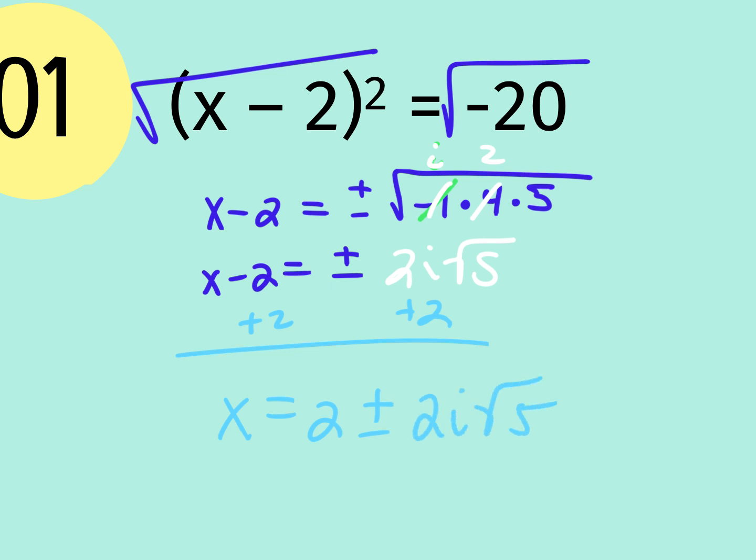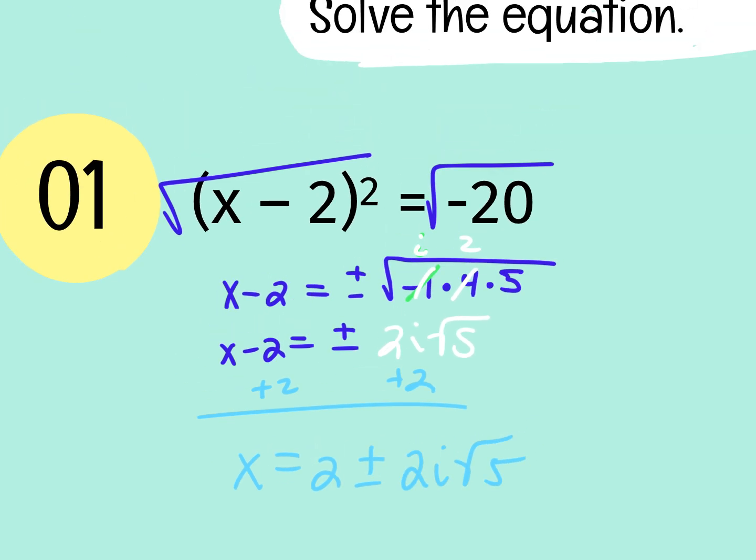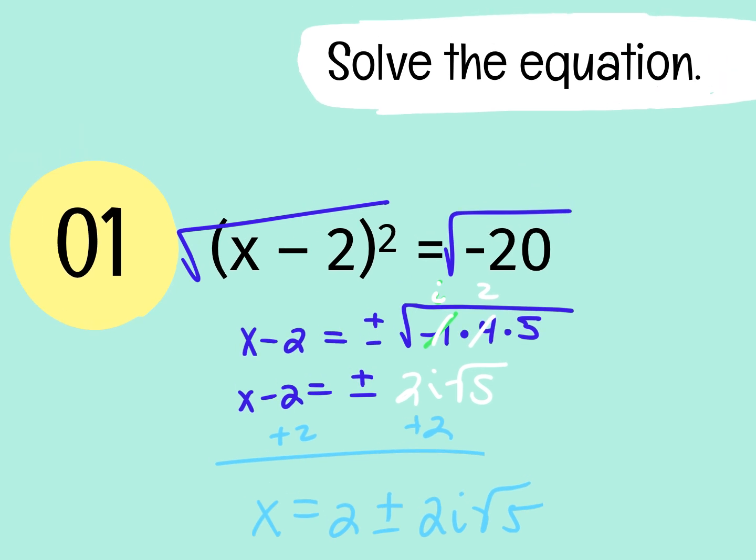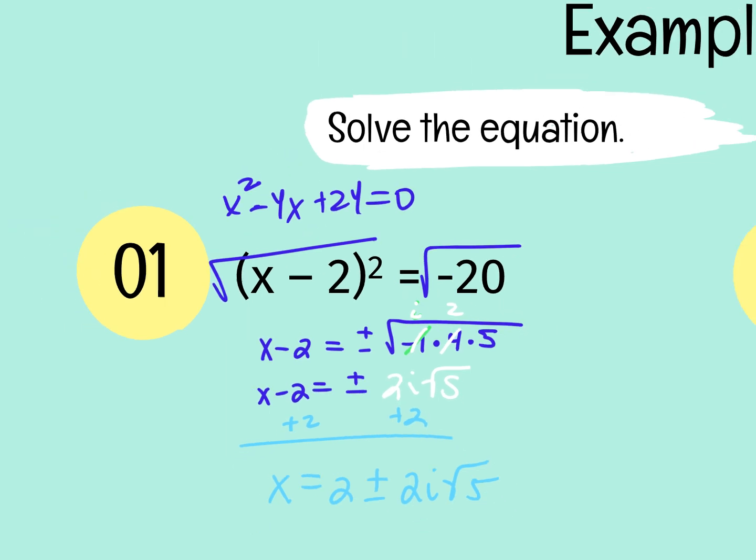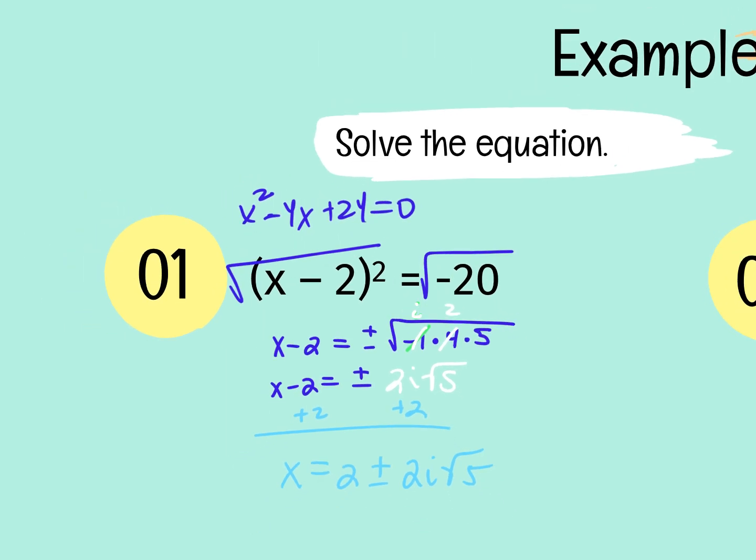Now, if you would have gone from the beginning, multiplied x minus 2 times x minus 2, moved the 20 over, you would have come out with x squared minus 4x plus 24. You would see it doesn't factor, so then you would either complete the square or use the quadratic formula. Again, we'd get the same answer, but this is the most efficient way to get there. Saves the most amount of time.